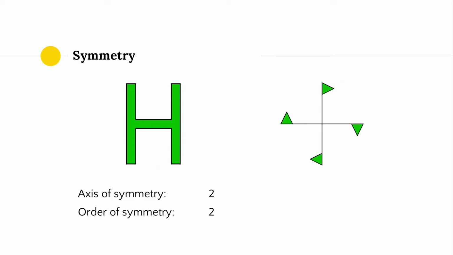Now, this little funny looking shape has an axis of symmetry of 0. If you try to fold it, this flag is going to end up there, and it doesn't fold up nicely. Rotational symmetry, its order of symmetry is 4, so you can rotate it once, twice, 3, and 4 times.